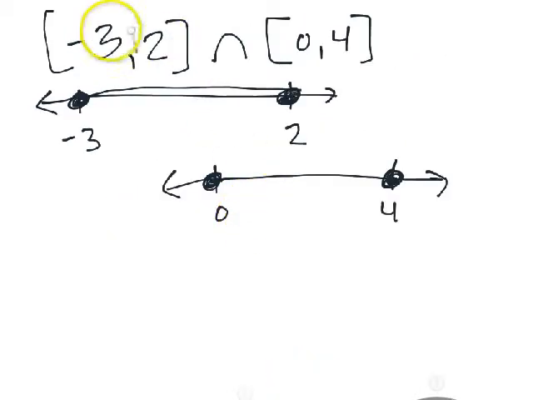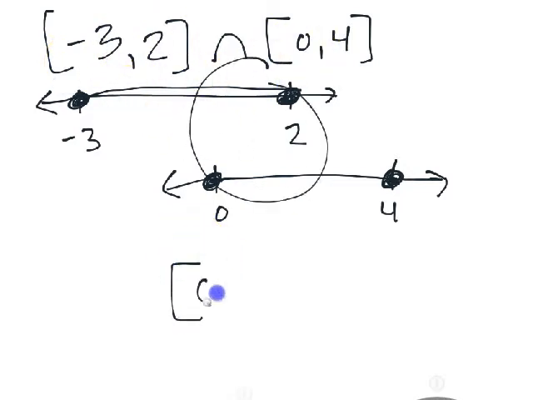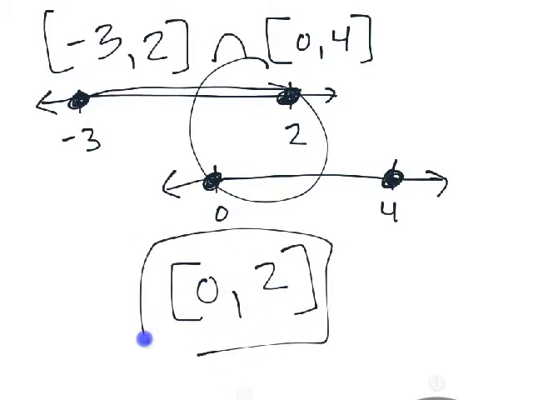Let's try one last problem. We're going to do the intersection of two closed sets. Now, what do they have in common? Well, they go from 0 to 2, and this time we can include the endpoints. All right, and that finishes up this section.